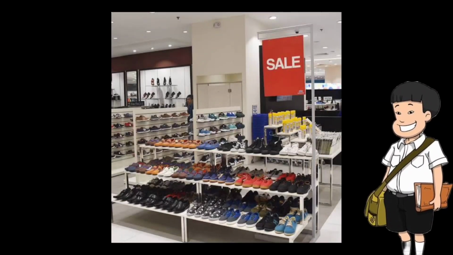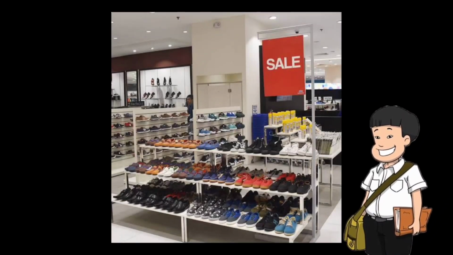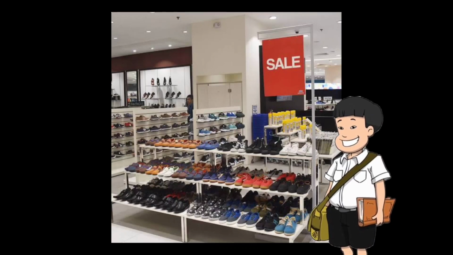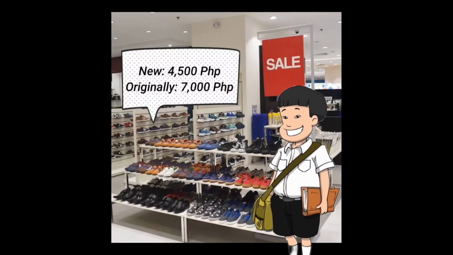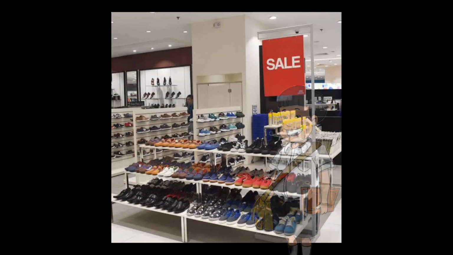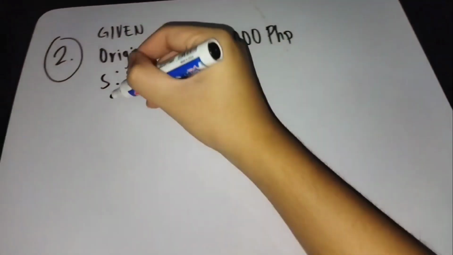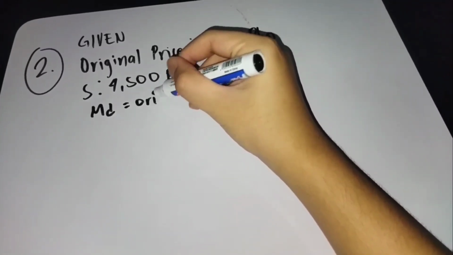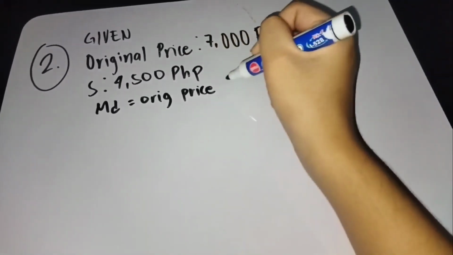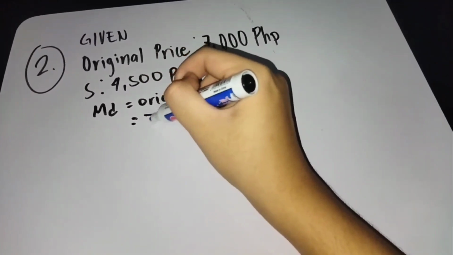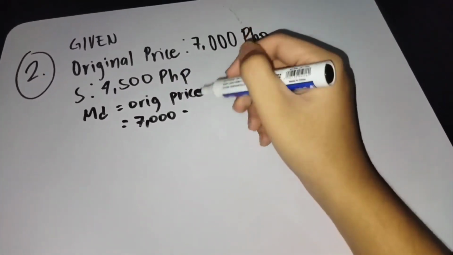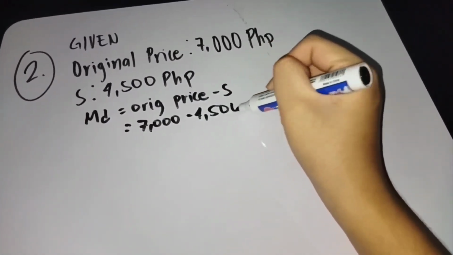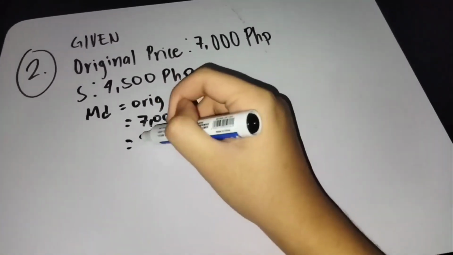Our second problem, Andre has been planning to buy a branded pair of shoes but didn't think it was worth the price. One day he saw that the shoes were now only selling for 4,500 pesos, which was originally priced at 7,000 pesos. Help Andre find the markdown. Anything else, need muna nating hanapin yung markdown. And based sa ating given, pwede natin gamitin yung formula ng original price minus S. So that will be 7,000 minus 4,500 pesos. At yung kakalabasan is 2,500.